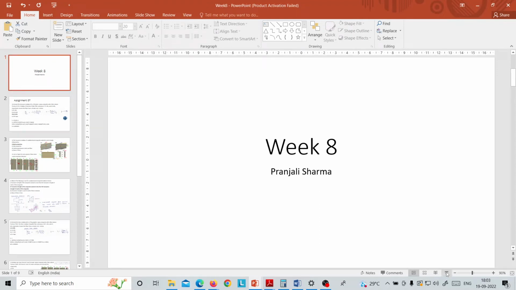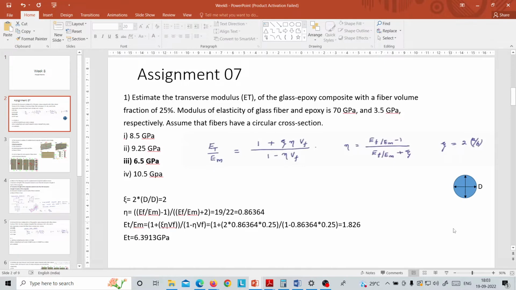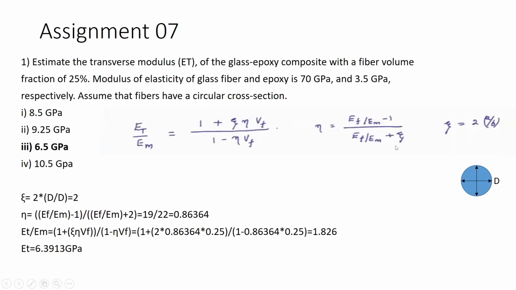Discussing the solution of assignment number 7. So the questions are as follows. In the first question, they've asked us to estimate the transverse modulus of glass epoxy composite with a volume fraction of 0.25. So this is the formula which is true for calculating transverse modulus. It gives more accurate results, as sir has already explained in his lectures.